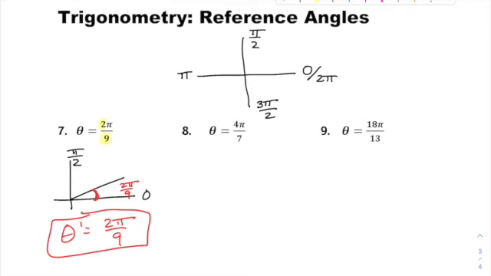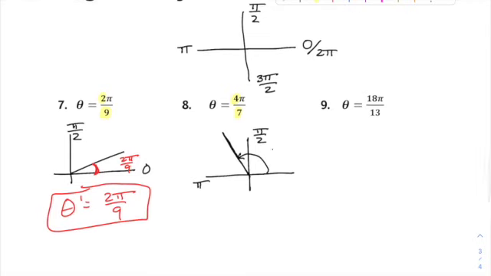How about when we are 4 pi over 7? Now, 4/7, 4 is slightly more than half of 7. So 4/7 is more than a half, but less than 1, right? So this is going to be more than a half pi, but less than 1 whole pi. That's going to be in quadrant 2. So if that's where my angle is, my reference angle is right here, right?